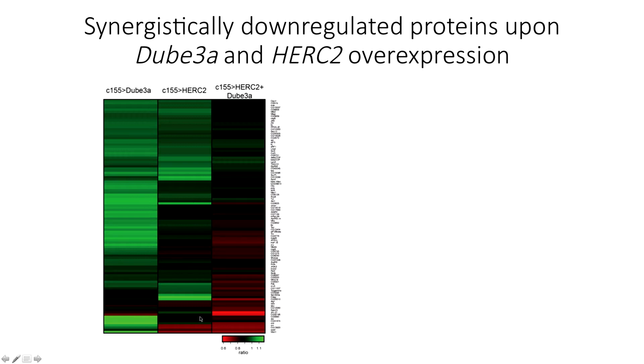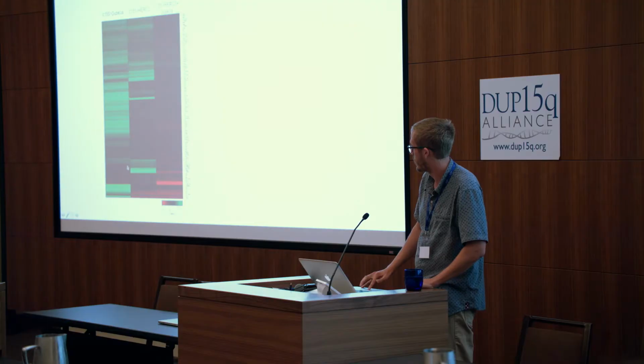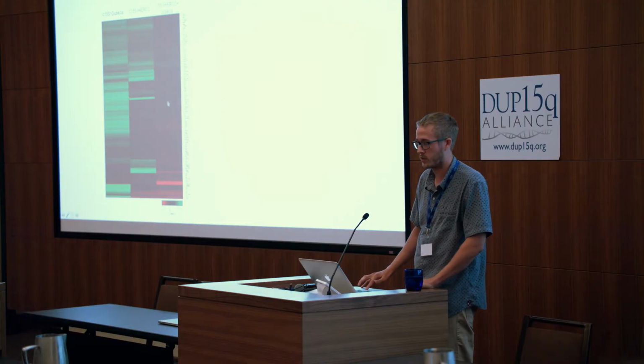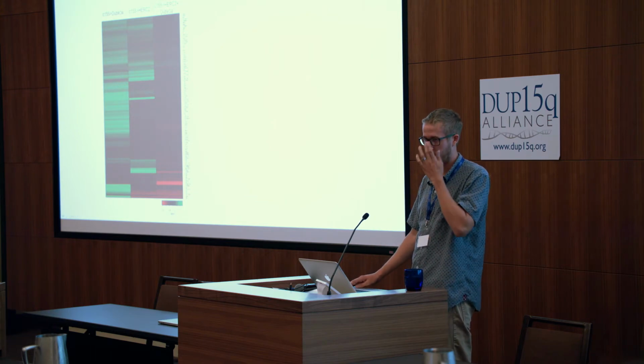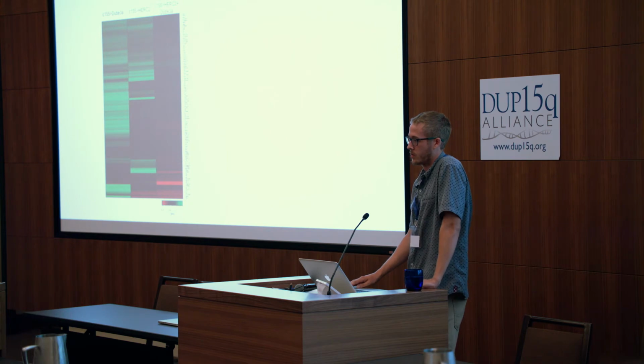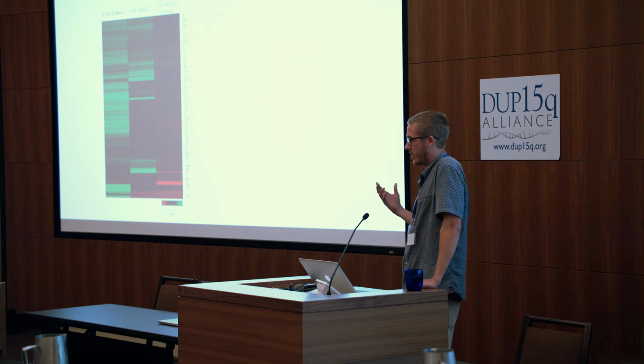And you can see that some of the proteins start to be downregulated when you overexpress UBE3A or HERC2, but they all start to move down as we overexpress both. So I think these handful of proteins might be specific targets, or specific proteins that are only downregulated when both HERC2 and UBE3A proteins are elevated.